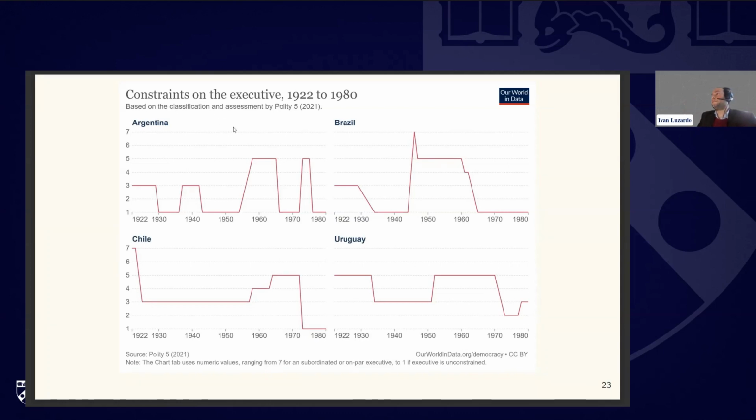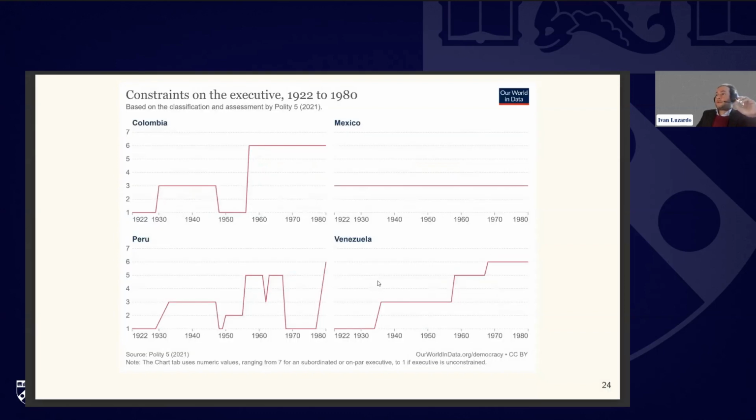So we have more authoritarian regimes, at least in these countries: Argentina, Brazil, Chile, and Uruguay. That didn't happen in all Latin American countries. So what we have is an improvement in the particular case of Colombia, but that was more like one specific case.